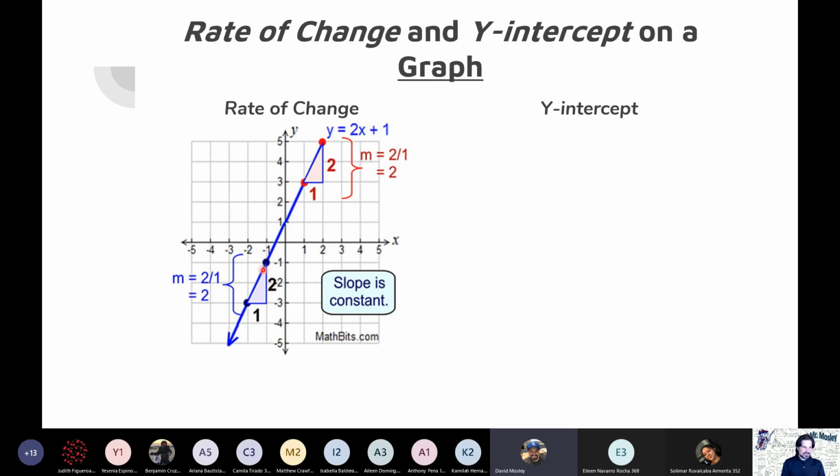Picking another 2 points, they get the same result. Between the 2 points, there's a change of 2 in y and a change of 1 in x. They're both going positive. And that results in 2 divided by 1. So the slope is 2, or the rate of change is 2. And then they get the 1 because that's where we crossed the y-axis here. And that completes their rule.